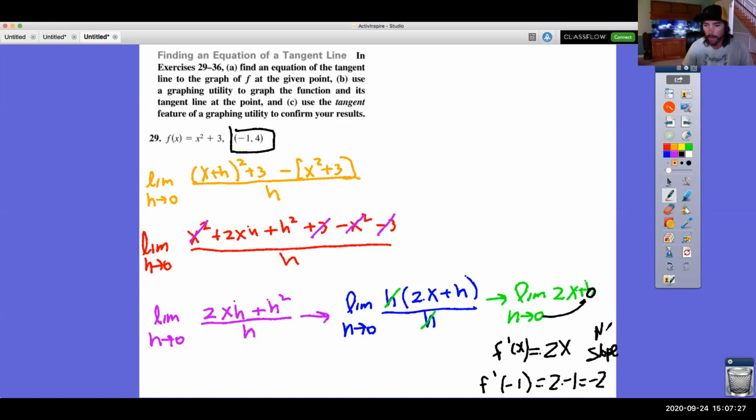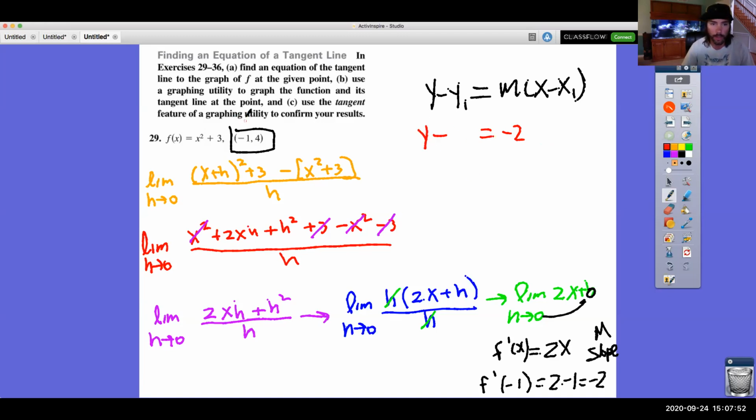That is my m in my y minus y1 equals m times x minus x1 equation. So now I know that m is -2 because the slope of the tangent line is -2, because the derivative evaluated at -1 is -2. I know that sounds repetitive. Eventually it's going to sink in and I'll be able to stop saying it.